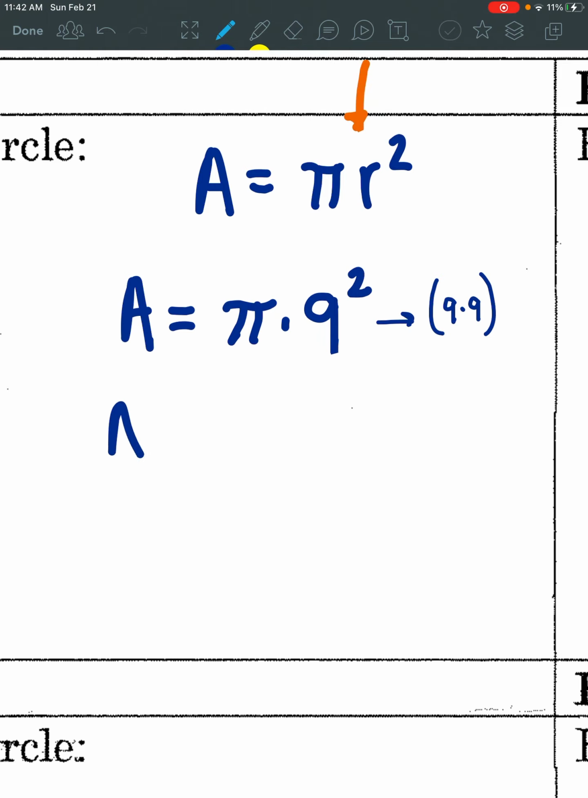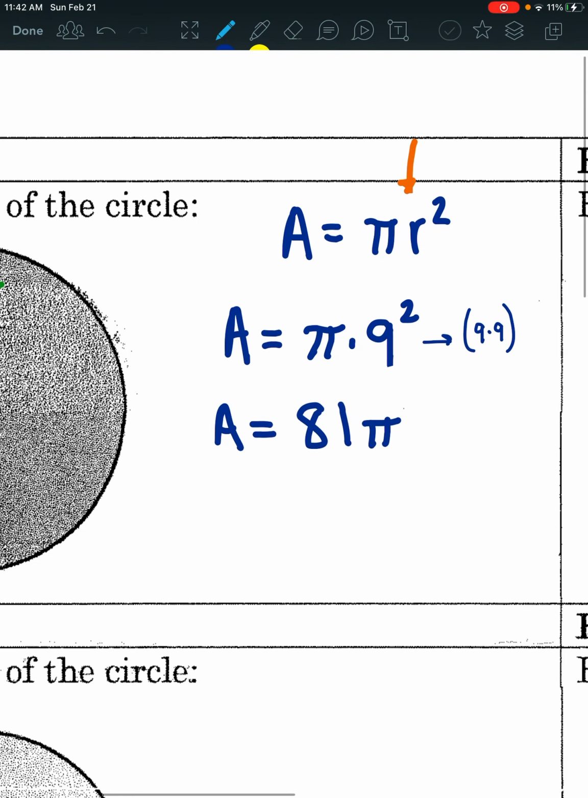So again, we're going to do exact answers and rounded answers. 9 squared, 9 times 9 is 81. So 81 pi is our exact area.